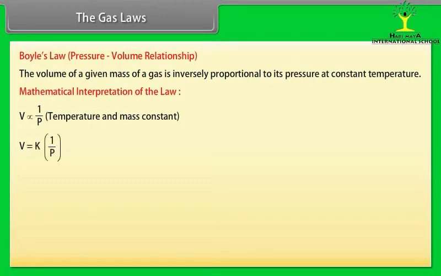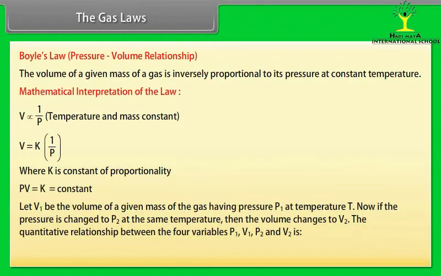V is equal to K into 1 by P, where K is constant of proportionality. PV is equal to K is equal to constant. Let V1 be the volume of given mass of a gas having pressure P1 at temperature T. Now, if the pressure is changed to P2 at same temperature, then the volume changes to V2. The quantitative relationship between four variables P1, V1, P2 and V2 is P1 V1 is equal to P2 V2 at constant temperature and mass.